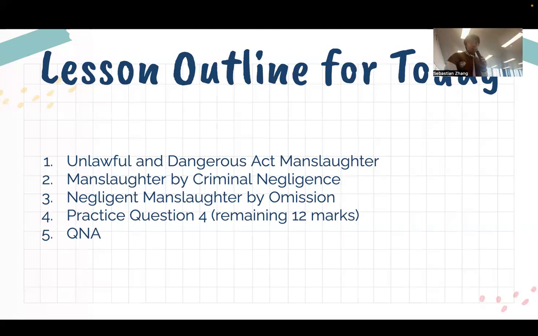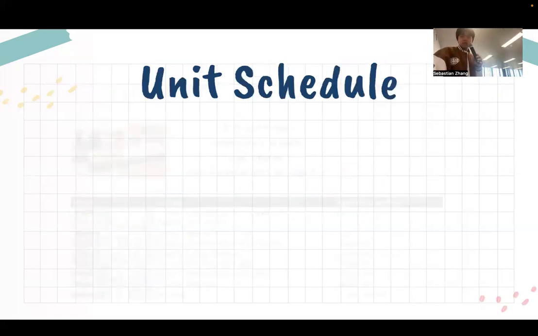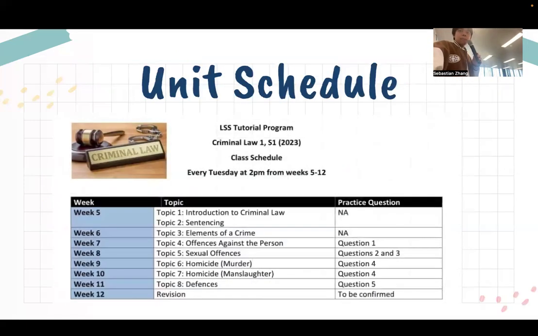Okay, so today, if we look at the slides, we start with UDA, and then we have manslaughter by criminal negligence, criminal act, and then by omission. And then we continue where we left off last week with practice question 4 for the remaining 12 marks. And then obviously, if there are any questions, as per usual. Okay, so let's get started. Yes, that's the schedule in week 10.